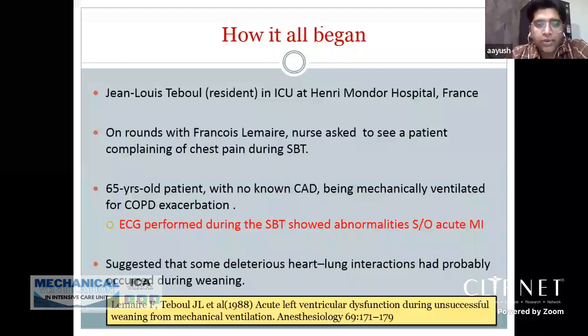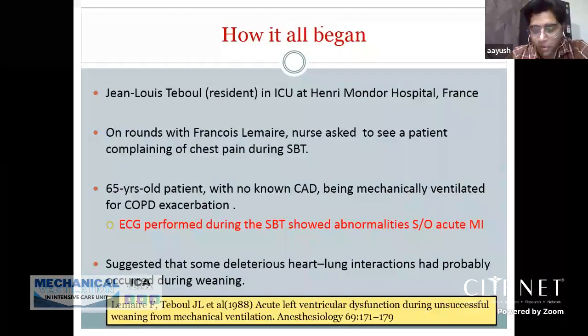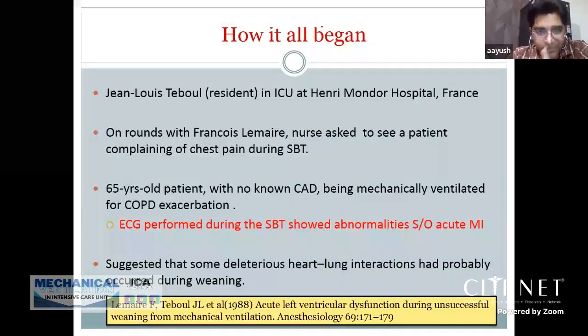So how it all began and how it was diagnosed: a lot of work has been done by Dr. Jean-Louis Teboul. When he was a resident in a hospital in France, he was on rounds with his senior, Dr. François Lemaire, when suddenly a nurse came and asked him to see a patient who had developed chest pain during the spontaneous breathing trial. He was a 65-year-old man with no prior history of coronary artery disease, being mechanically ventilated for COPD exacerbation. The ECG performed during the process of weaning showed ST elevation MI at the time of weaning. So they thought that some deleterious cardiopulmonary interaction had occurred in the process of weaning, leading to the patient having a STEMI.